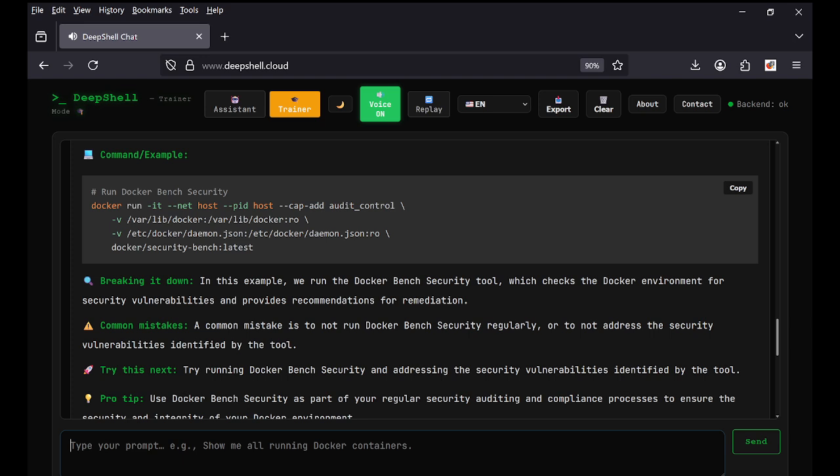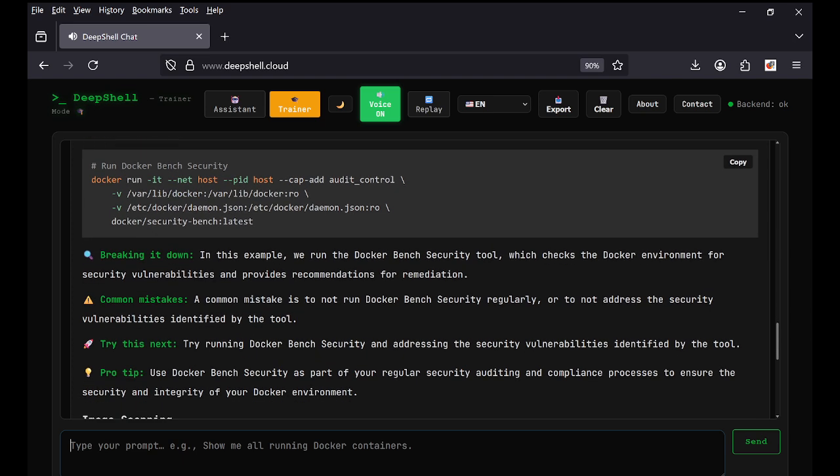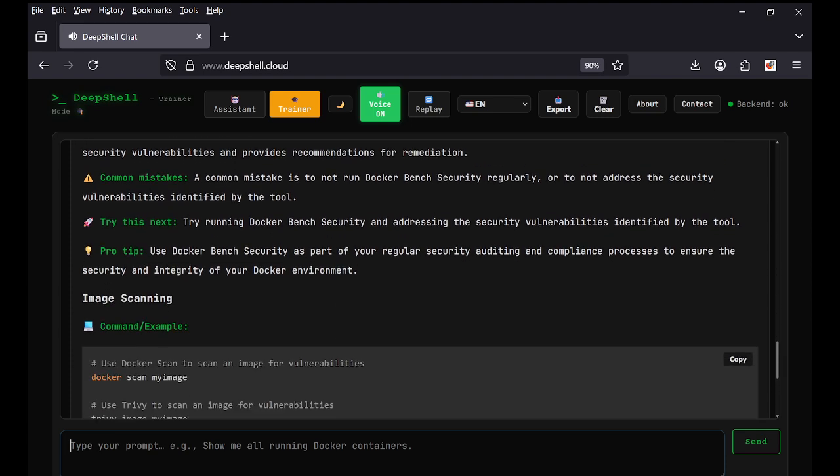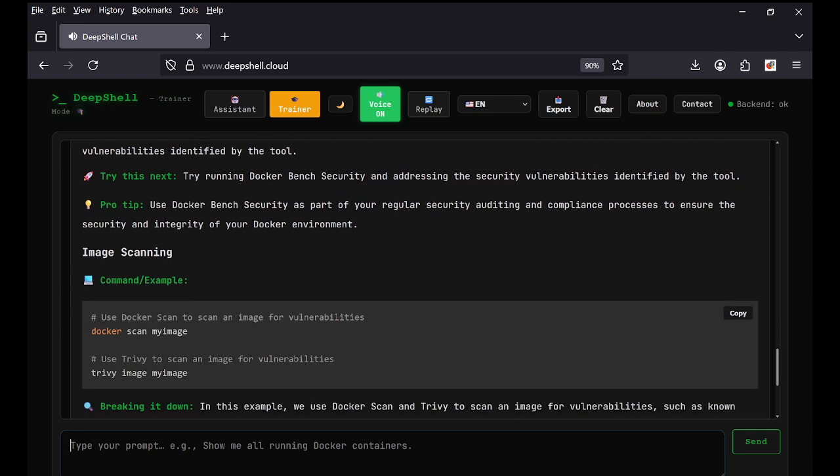Common mistakes. A common mistake is to not run Docker Bench Security regularly, or to not address the security vulnerabilities identified by the tool. Try this next. Try running Docker Bench Security and addressing the security vulnerabilities identified by the tool. Pro tip: use Docker Bench Security as part of your regular security auditing and compliance processes to ensure the security and integrity of your Docker environment.